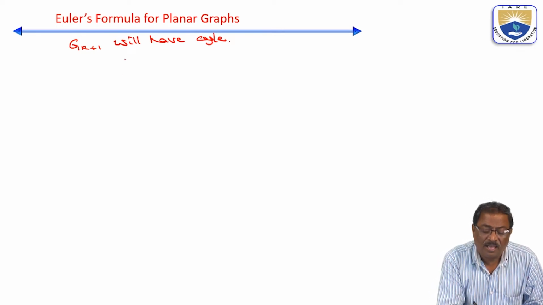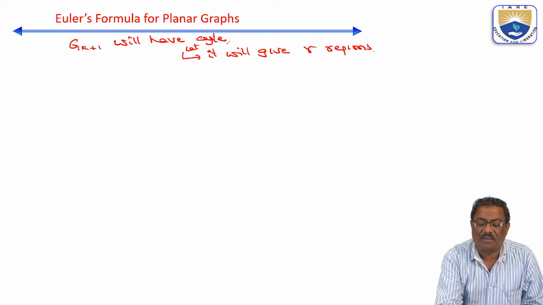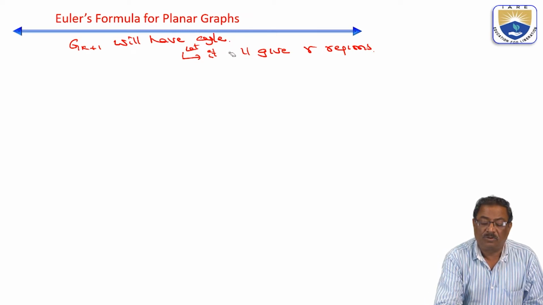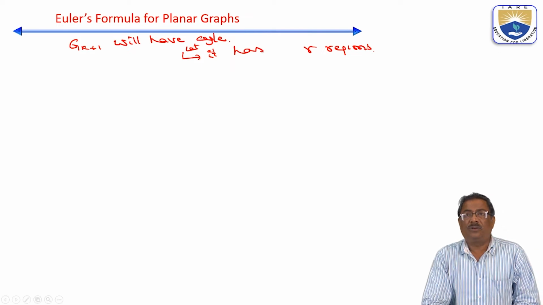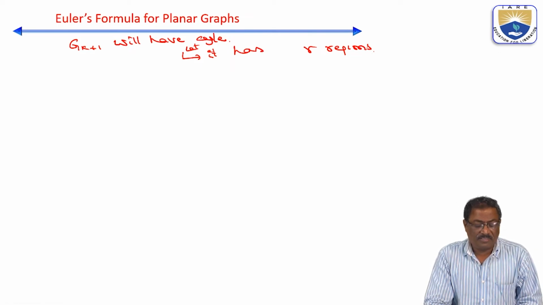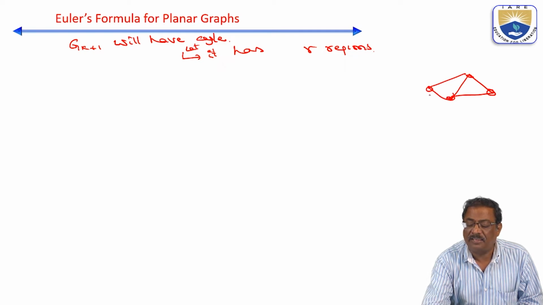So let us consider R to be the number of regions. If we have a cycle, then automatically it will give R regions. This is an assumption. Let us assume that it has R regions. So now, if it has R regions, let me take one example like this. So here it has cycles, let us say.